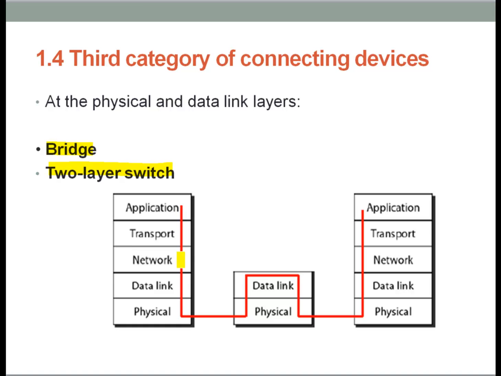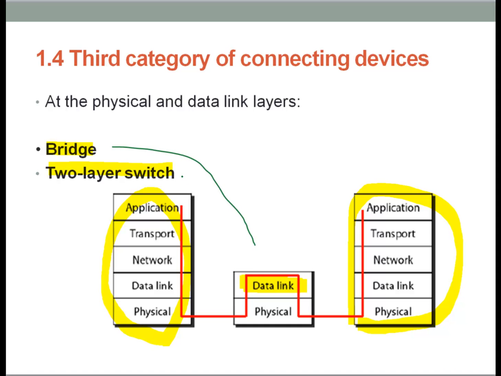Okay, you can see this is the first PC and this is the second PC. You are going to use a layer 2 device, a data link layer device. So examples are bridges and layer 2 switches. This device is going to have only 2 layers. You can connect it and you can use it. Now I'm going for this.